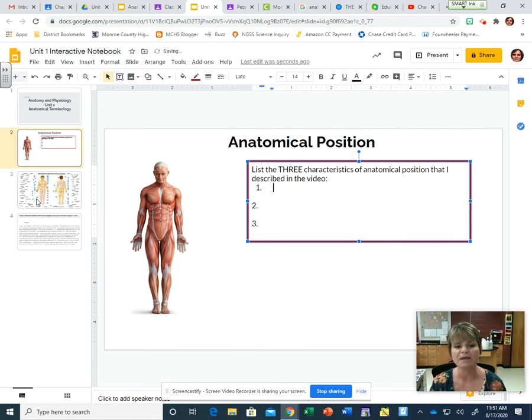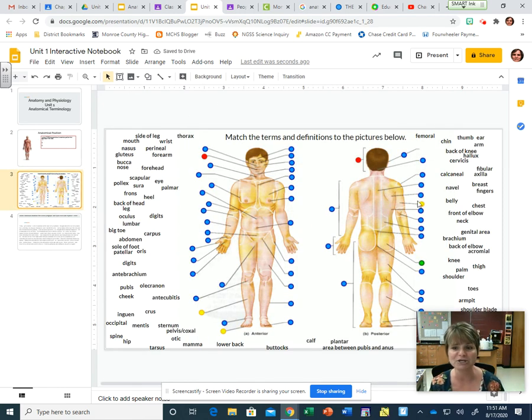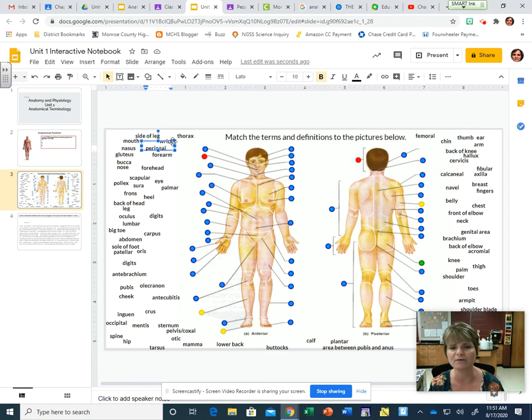Okay. The next one is, notice this picture, I hope looks familiar. What you're going to do is match the terms and definitions to the pictures. So for example, I see the word wrist there. All you have to do is try to click on that word, and you may have to move another one out of the way to click on it. But anyway, okay, there's wrist.